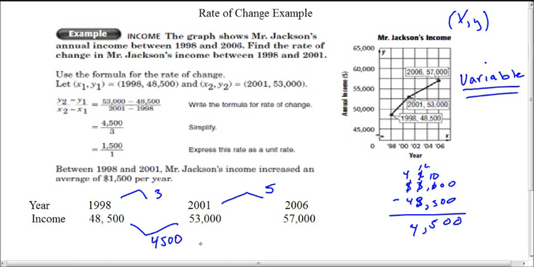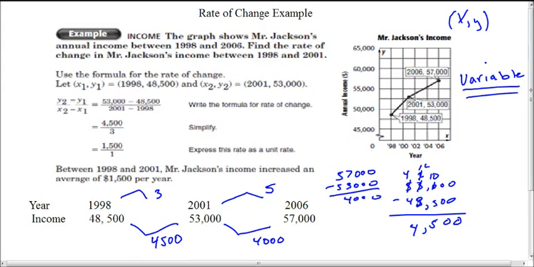Okay, now let's take a look. 57,000 minus 53,000, I want to show you that too. 57,000 minus 53,000, and we will get 4,000. So here we've already done the work for both of our changes in values.